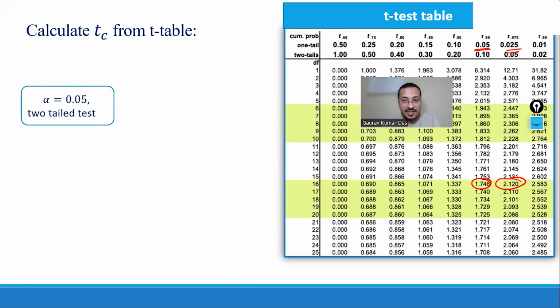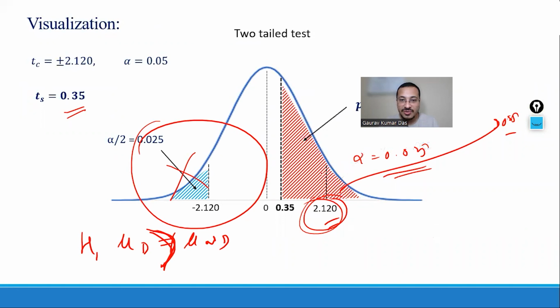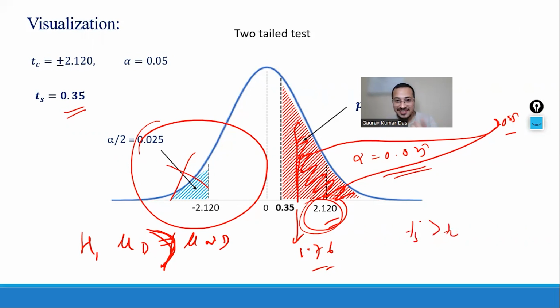So once the t critical reduces, what will happen? My area of rejection will increase, right? So it was here for alpha 0.025. For 0.05 it is almost this much. So this is actually 1.746, whatever it was there, right? So the rejection region increases, the probable chance of the t statistic crossing the t critical increases, more prone to rejection. That is what it means.